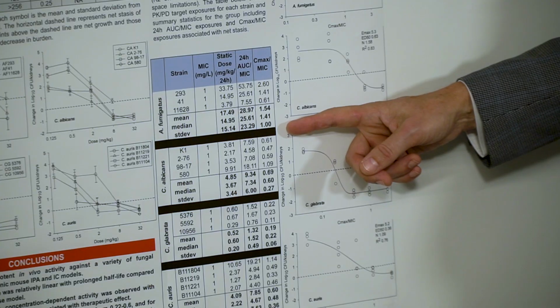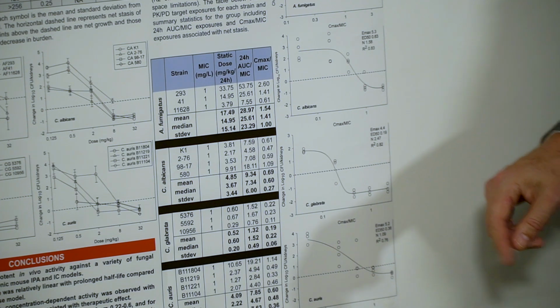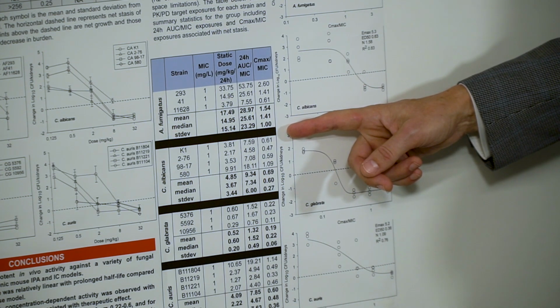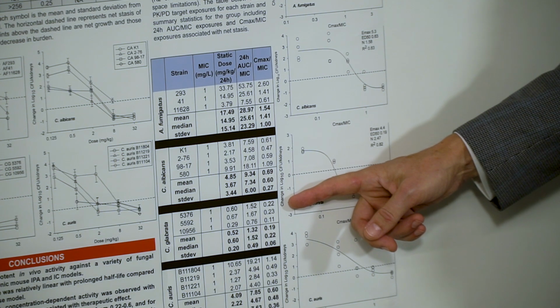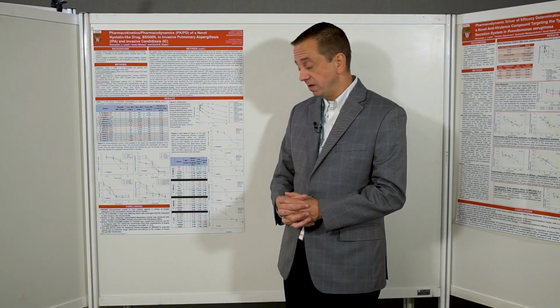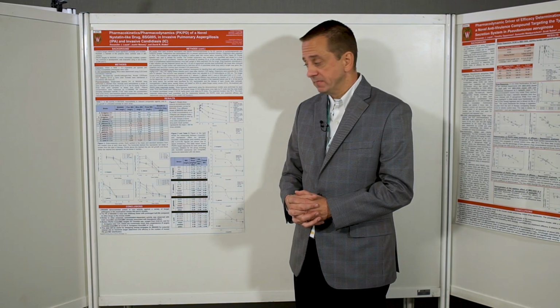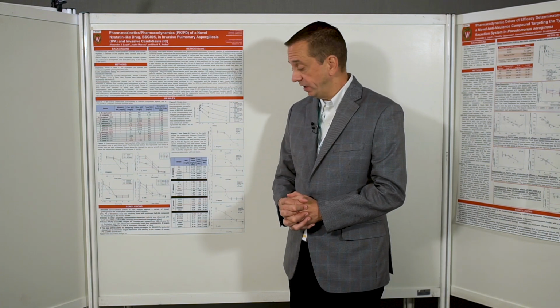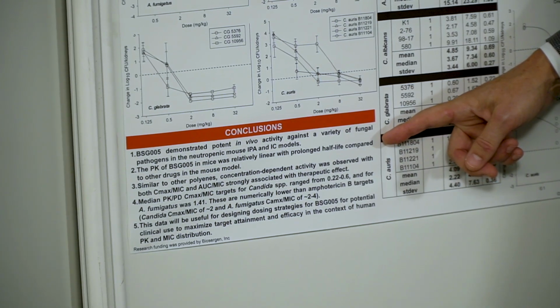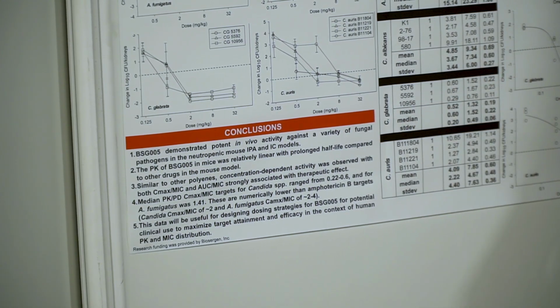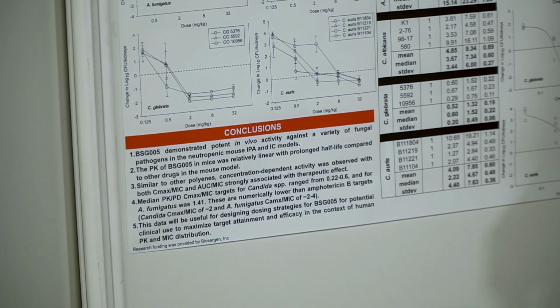And then in the second table on the poster, we have simply the PK/PD estimates for net stasis. And so we have the 24-hour AUC to MIC and the Cmax to MIC shown as both can be good predictors of effect. And so with that, I will end with some conclusions, and that's that this molecule demonstrated potent effect against 4 different groups in Aspergillus and 3 different Candida species.